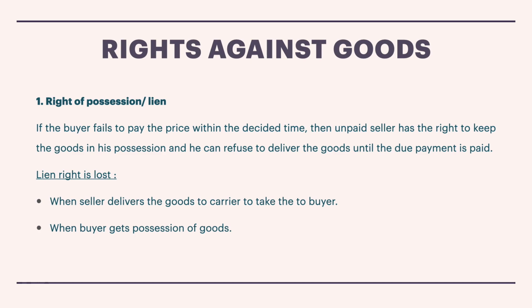When can the lien right be lost? One, when the seller has already sent the goods to the buyer in a carrier, in a truck or any kind of vehicle, he loses that right because the goods are no more in the seller's possession. Second, when the buyer gets the possession of the goods. He loses the right of lien when he sends the goods in the carrier or the truck, or otherwise when the buyer has got the possession of the goods, then he cannot exercise this right of possession or lien.